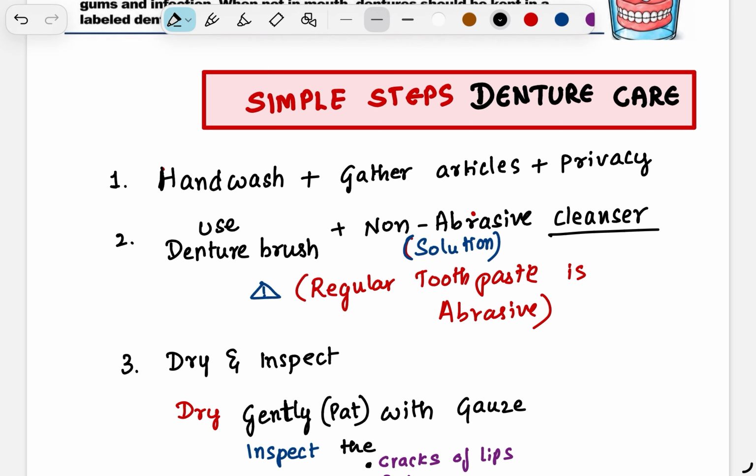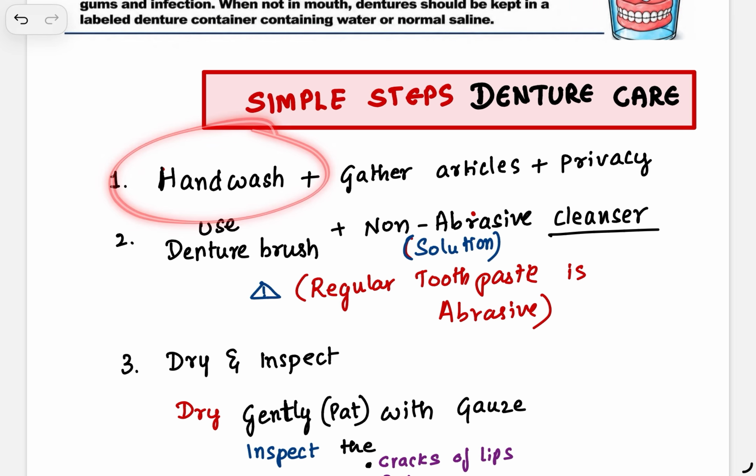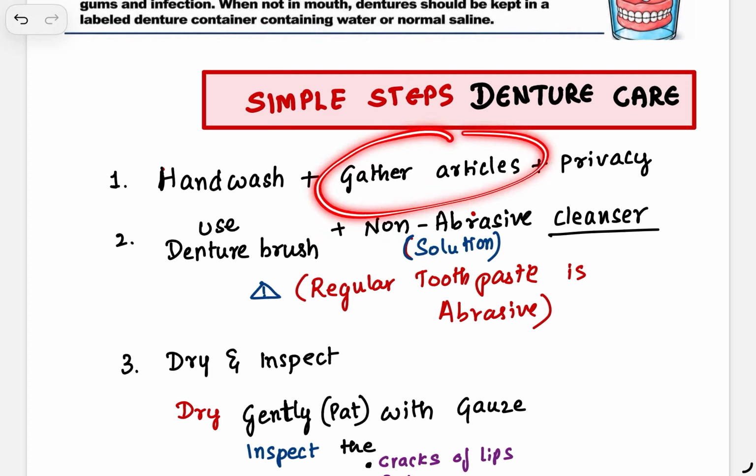That one we will see. First we have to do hand washing. It is general to every procedure. Before assessment, before planning, whenever you are going to touch the patient, you should wash the hands. That is general. And gather articles which are necessary for soaking the dentures, or patting the dentures, or brushing the dentures. Normal toothbrush and normal toothpaste you should not use. The dentures brush will come, and the toothpaste should be non-abrasive.